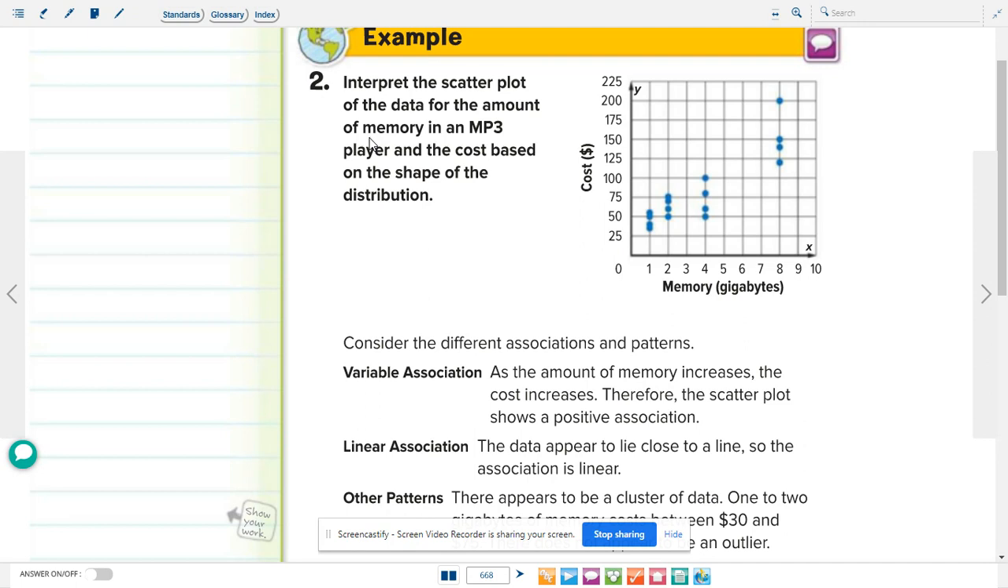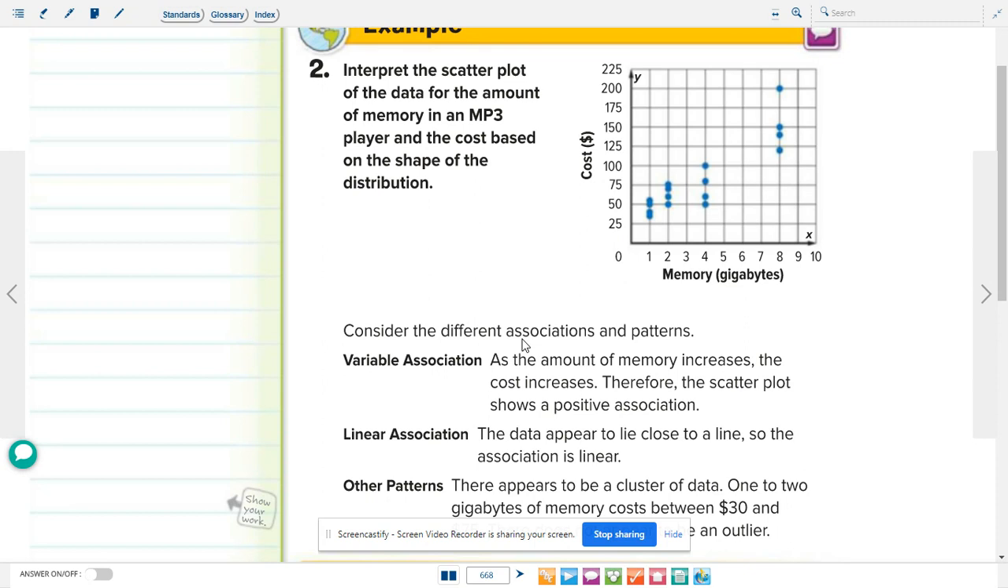So what are my two variables? The amount of memory, and we're seeing if there's an association between the amount of memory and the cost. Let's look over here. Do you see, as the memory increases, what happens to the height of these dots, the height or the cost here? In general, it looks like the cost is increasing. So how could we describe this association? If you look back at the page previously, we're looking to see if there is a positive or negative association. So is x increasing while y increases? Yes. So as the amount of memory increases, the cost increases. Therefore, the scatter plot shows a positive association.